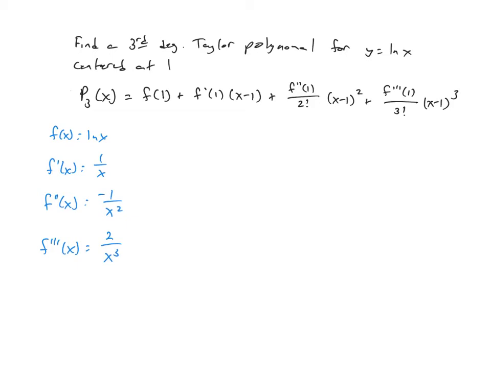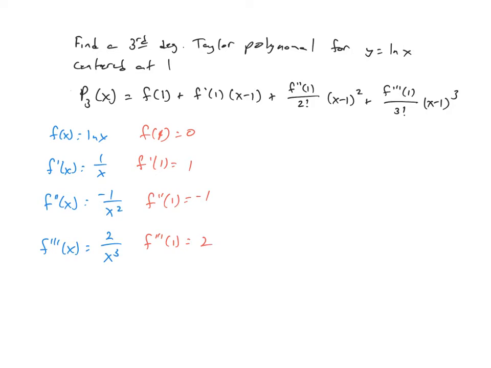The next thing I need to do is evaluate each one of these at x equals 1. So f of 1 equals 0, since the natural log of 1 is 0. F prime of 1 equals 1. F double prime of 1 is negative 1. And f triple prime of 1 comes out to be 2.